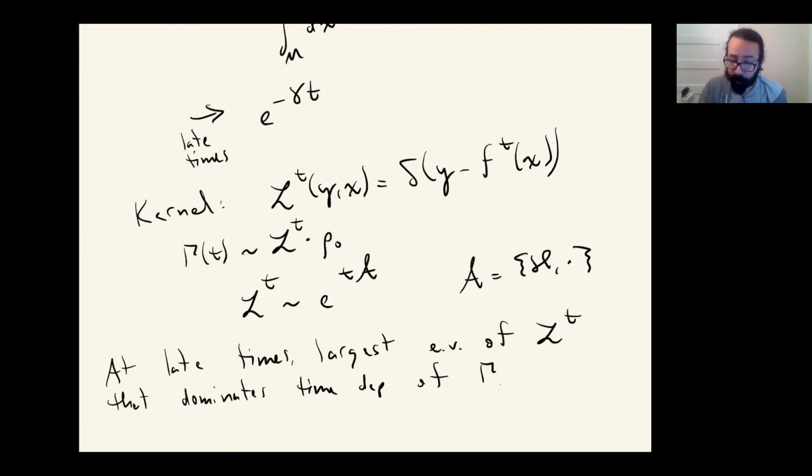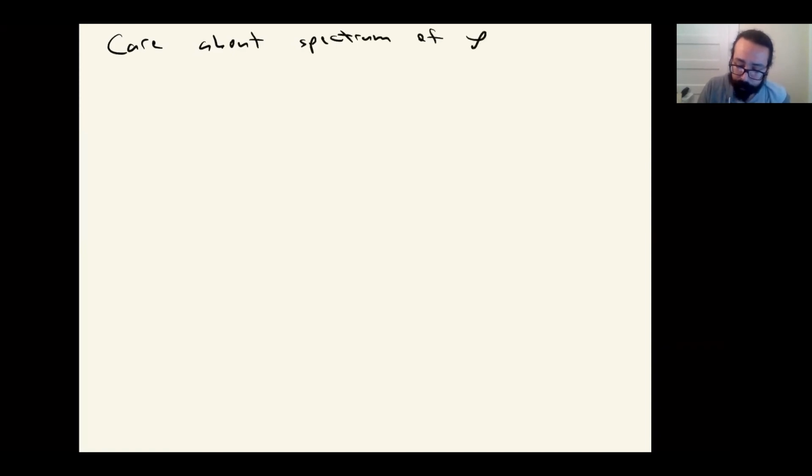But yeah, so the fact that we can write this escape rate in terms of this evolution operator acting on our initial density at late times, we would want to do something like expand rho sub 0 in terms of eigenfunctions of this time evolution operator, and then just pick out the largest eigenvalue. So this is a long-winded way of motivating that we care about the spectrum of L_t.